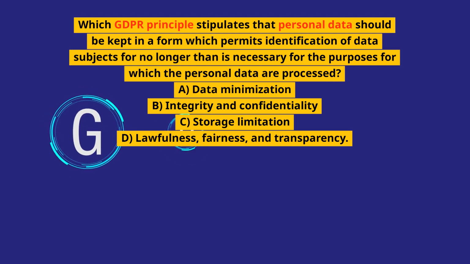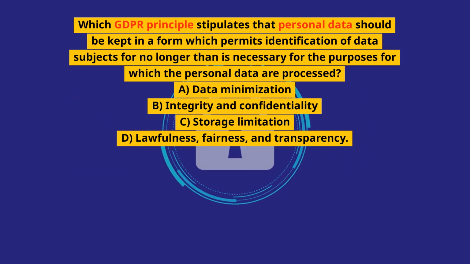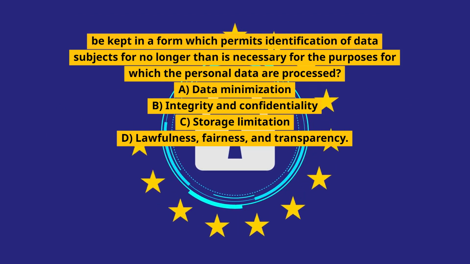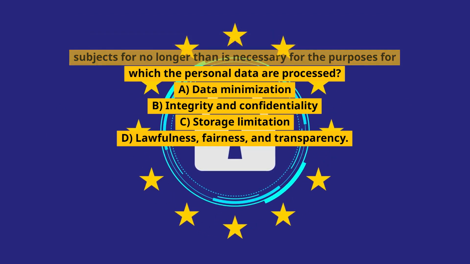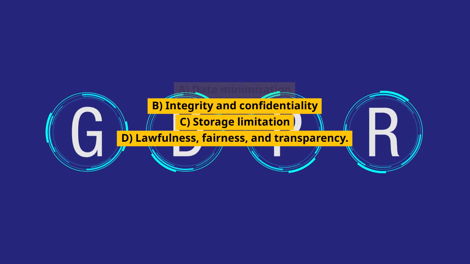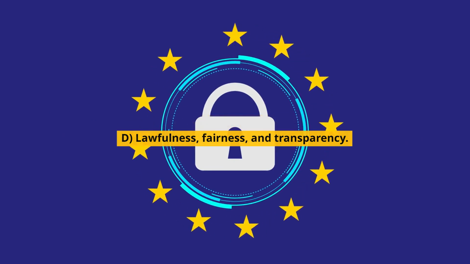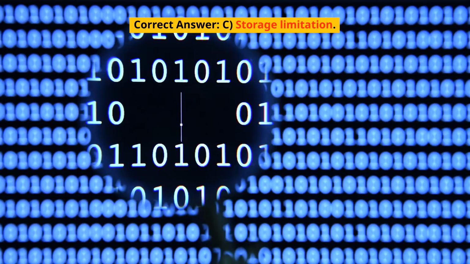Which GDPR principle stipulates that personal data should be kept in a form which permits identification of data subjects for no longer than is necessary for the purposes for which the personal data are processed? A. Data minimization. B. Integrity and confidentiality. C. Storage limitation. D. Lawfulness, fairness, and transparency. Correct answer: C. Storage limitation.